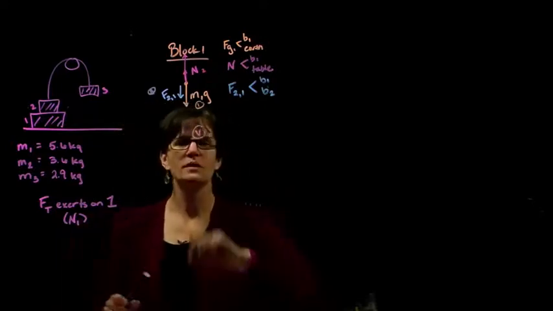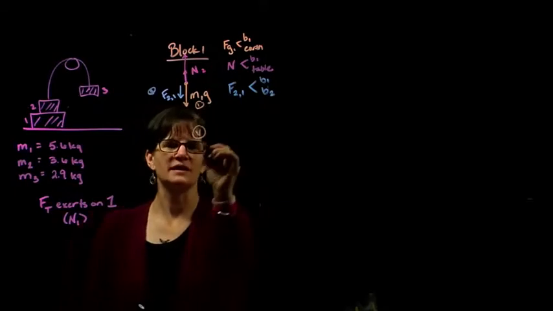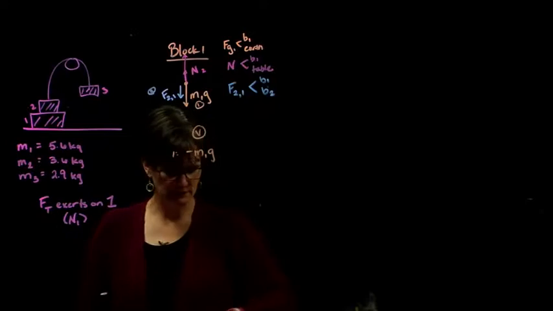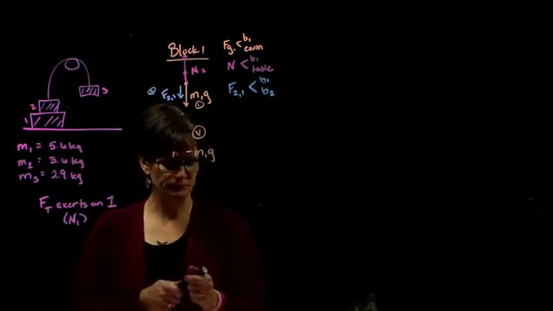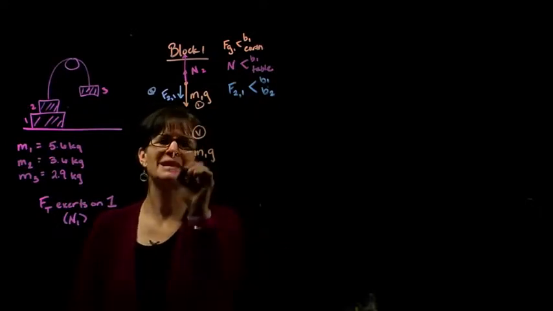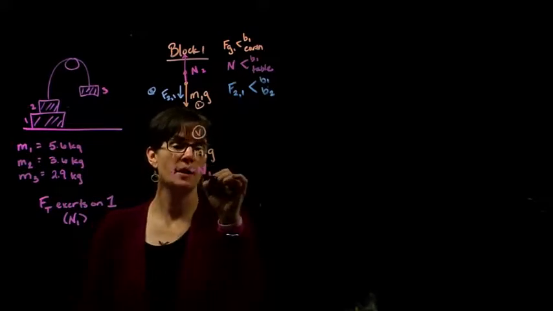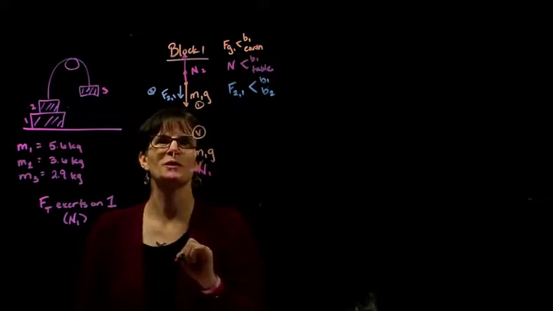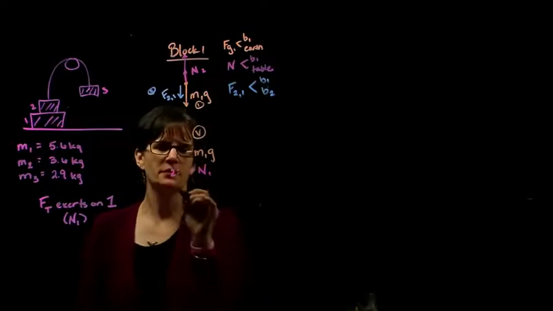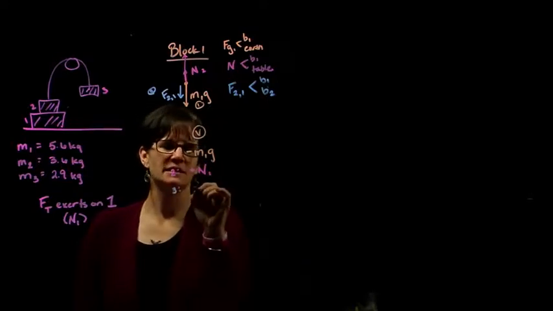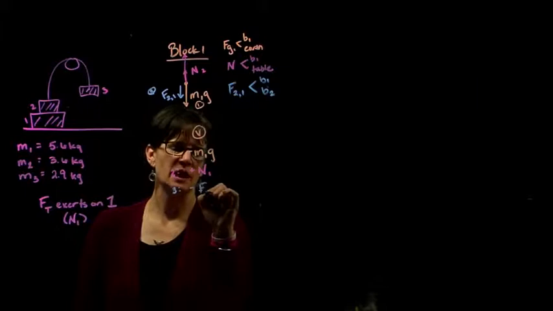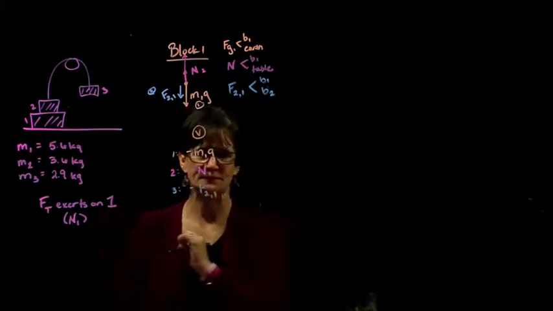All right. And so for force number 1, well, that's in the downward direction, m1 times g. Force number 2, that's in the upward direction, so that's a positive normal force on block 1. We're going to call that the normal force on block 1. And force number 3, well, that's in the downward direction, block 2 on 1.